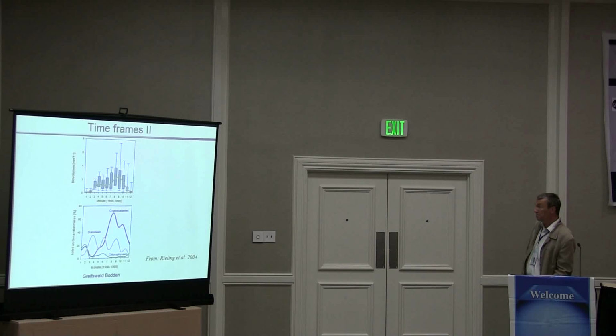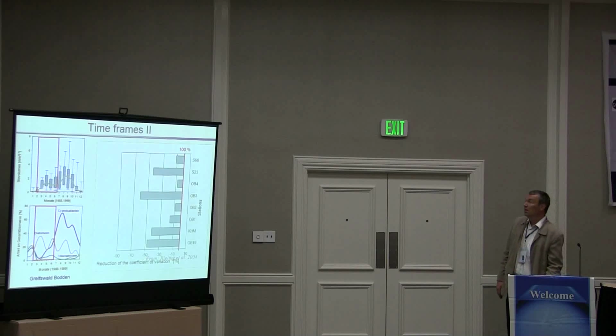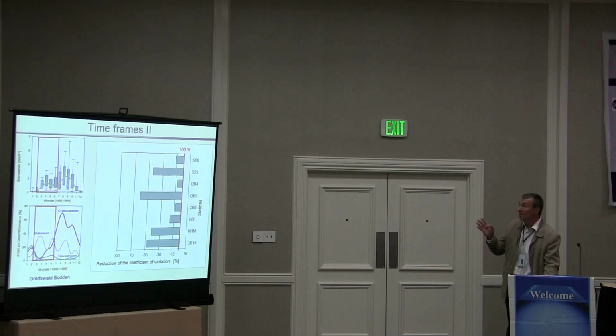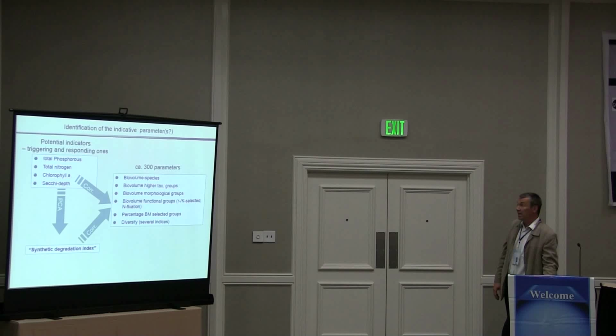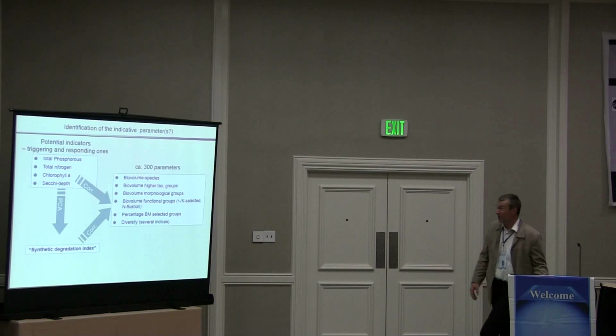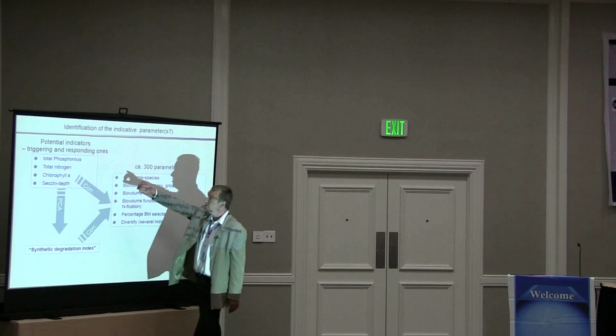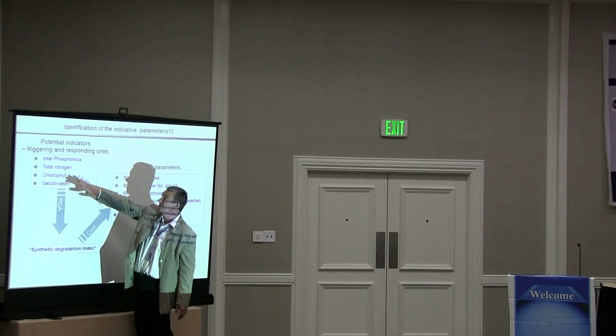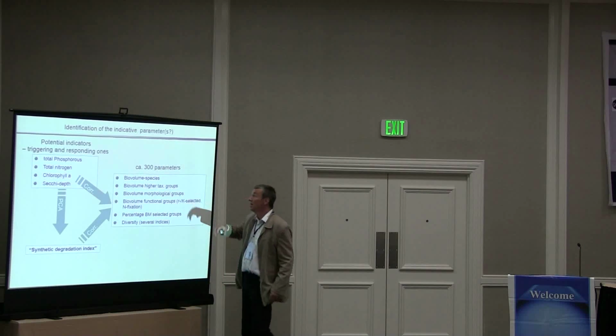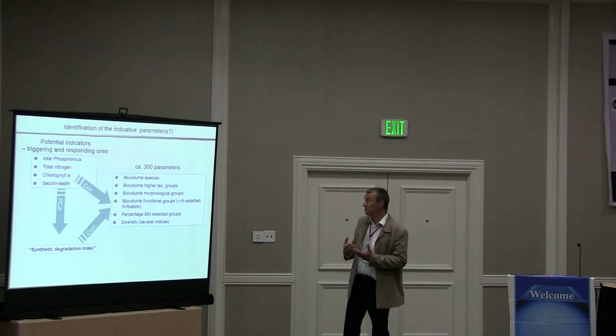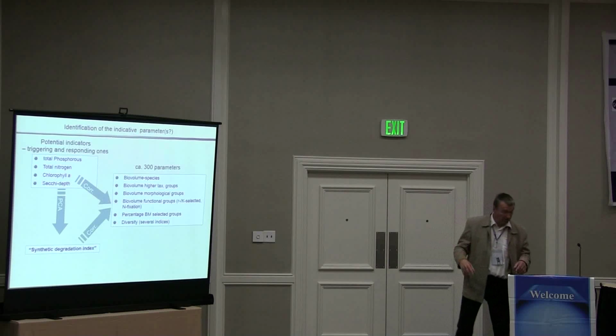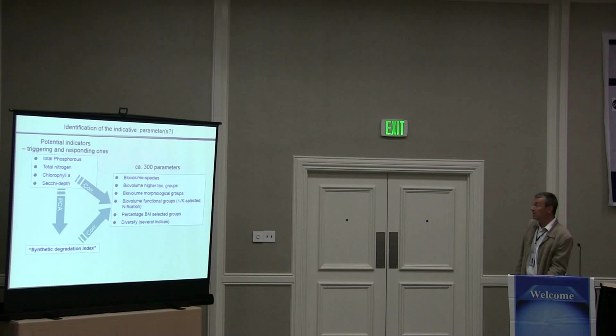And this has been done by a postdoc of mine, Thorsten Rieling, who was concentrating on the spring period and indeed got a huge reduction in the coefficient of variation in the database. So this was the first sign: if we look for the indicative period, if we concentrate on these periods, we get better results out of the analysis. So at the end, he constructed, out of the set of potential indicators, phosphorus, nitrogen, chlorophyll a, and Secchi depth, because they are the most indicative after the analysis, the so-called synthetic degradation index, which he applied to the about 300 parameters we have available in the database.